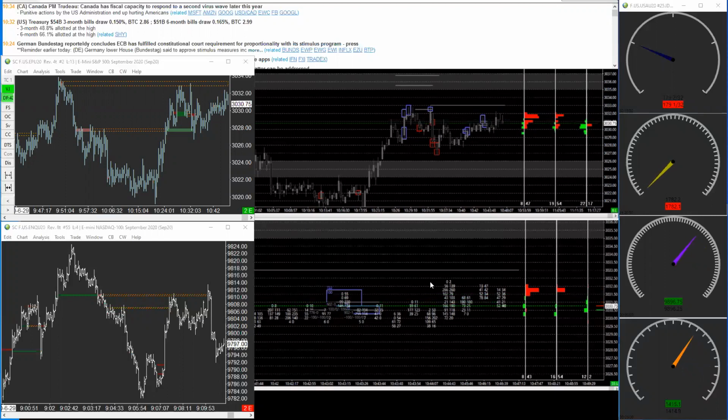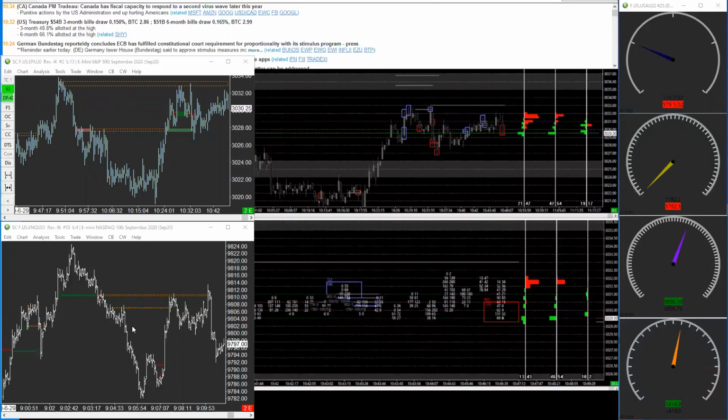We did that in the NASDAQ. They haven't done it in the ES or the Dow yet. And this is the second wave in the market, pricing in that second wave.